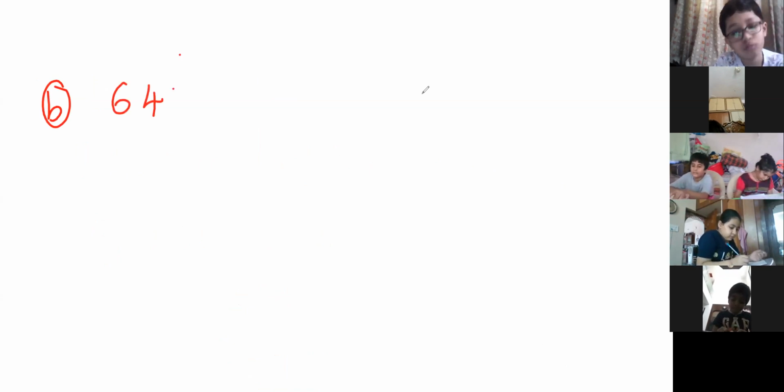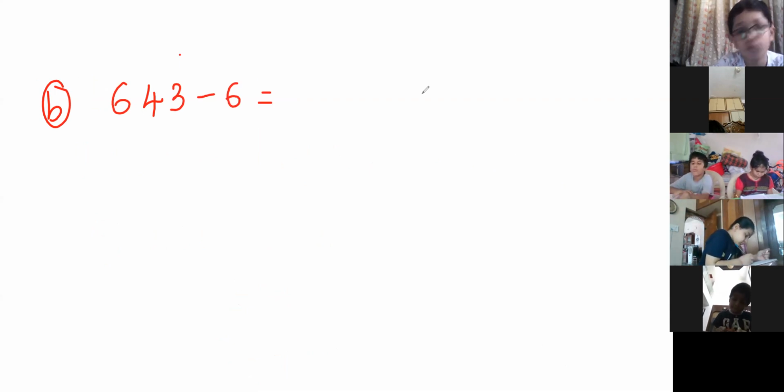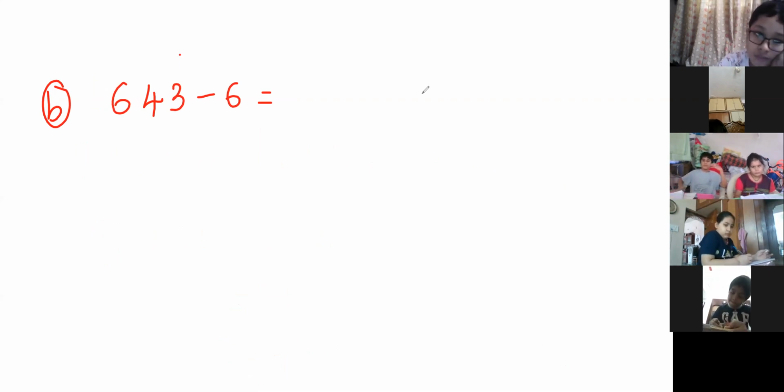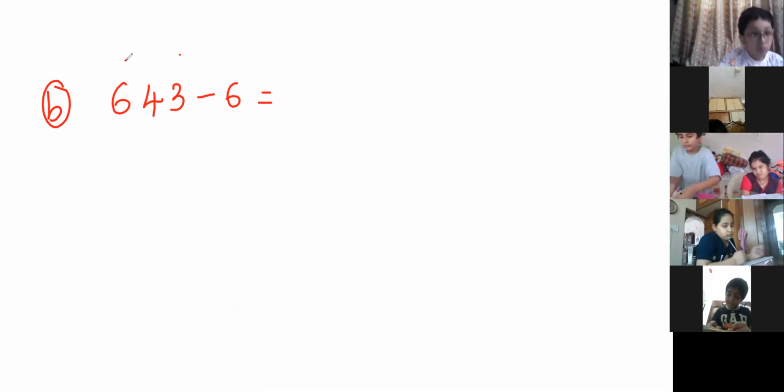Let us take the same kind of problem, but what is the difference here? We have solved a problem based on a 3-digit number minus a 1-digit number. Here also I have taken a 3-digit number minus a 1-digit number. But what is the difference here? Here there is a need to regroup.